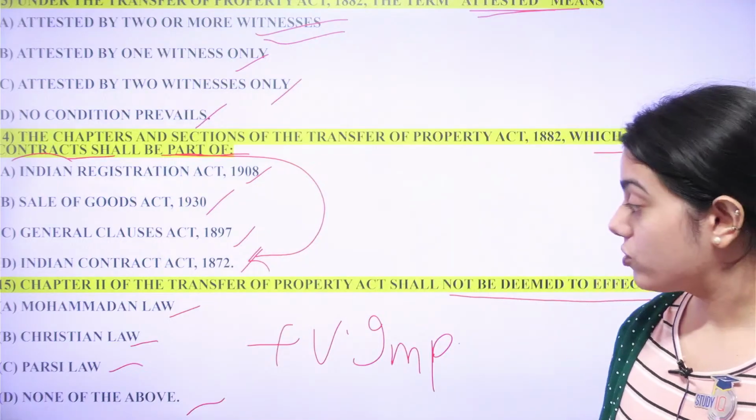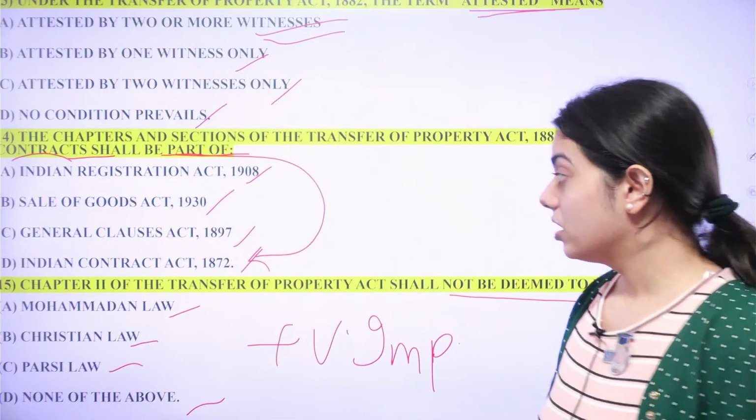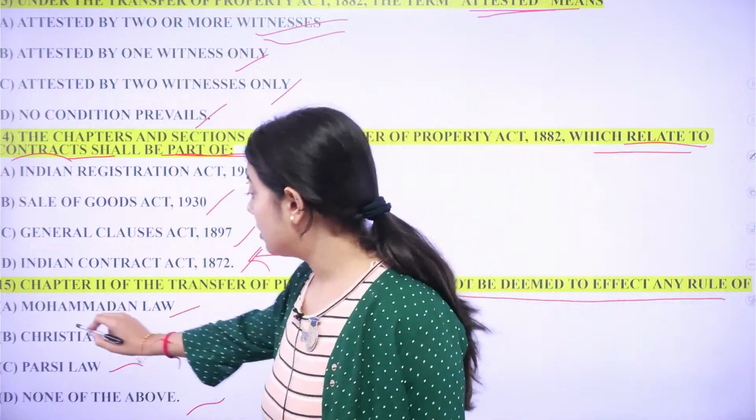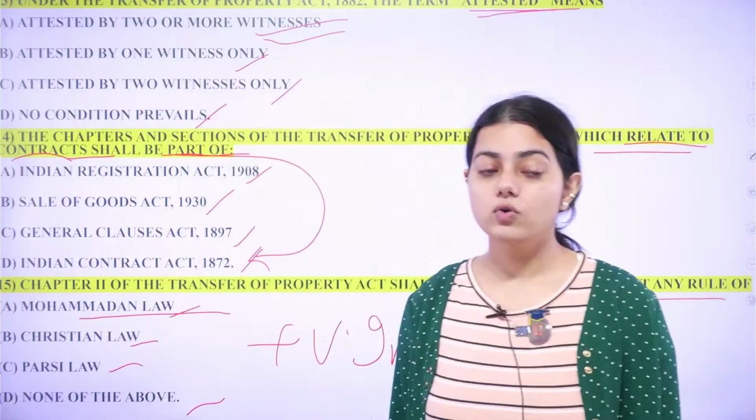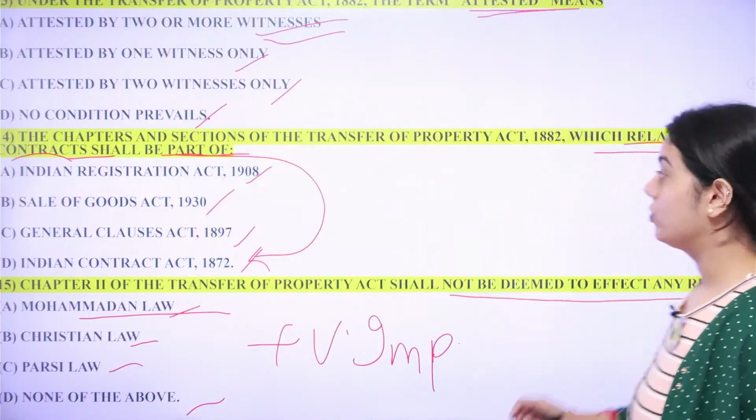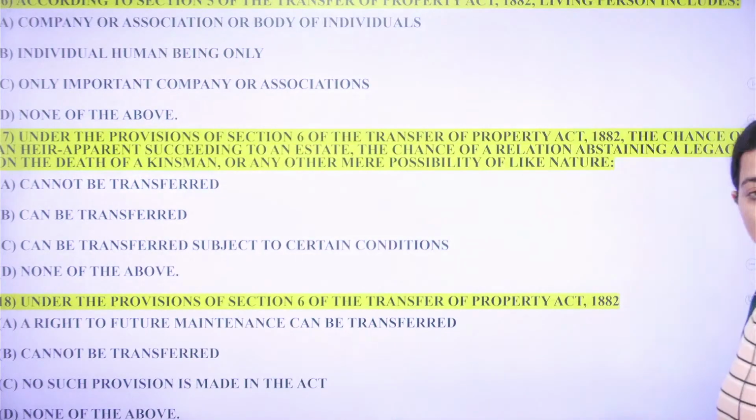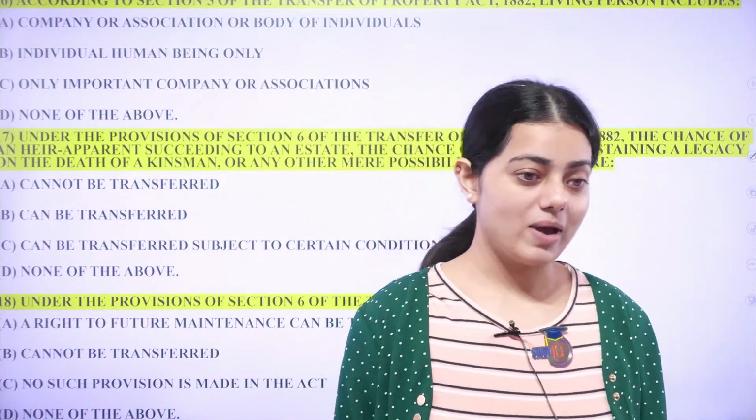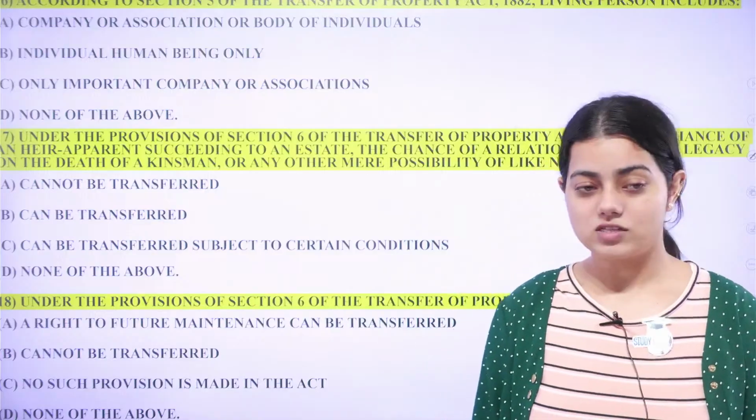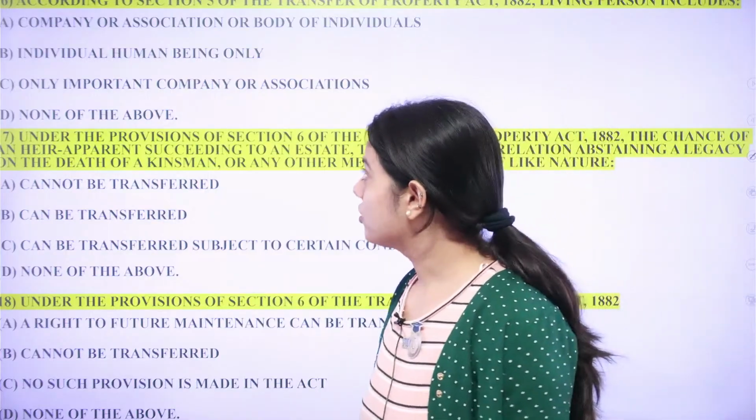Ratnakar Yadav, I am sorry, you are incorrect. The answer is Mohammedan law. Chapter number 2 of TPA does not apply to Mohammedan law. Okay, let's move forward. Mukul is also here, and Mukul, you have answered correctly. Manifesting 03, again you have answered correctly. Very good. Question number 16.